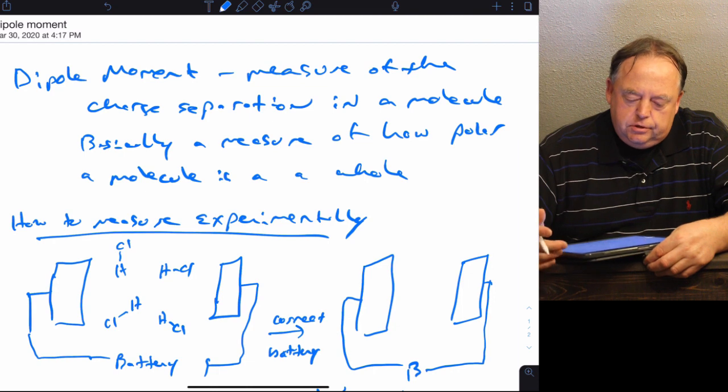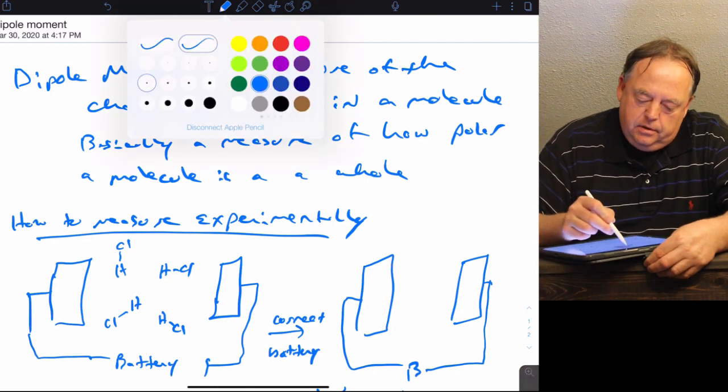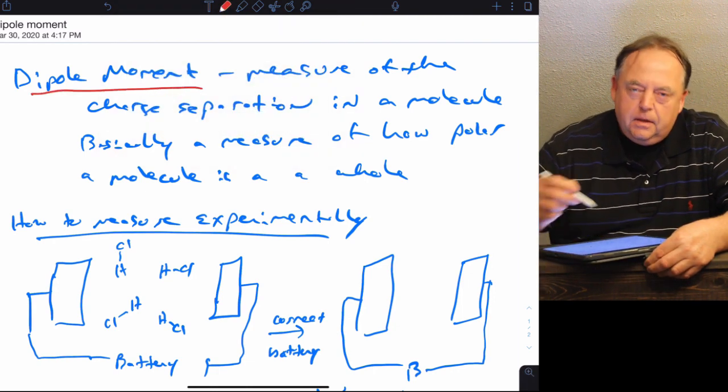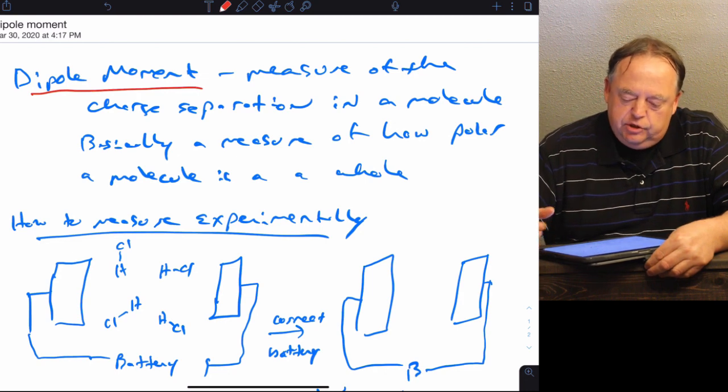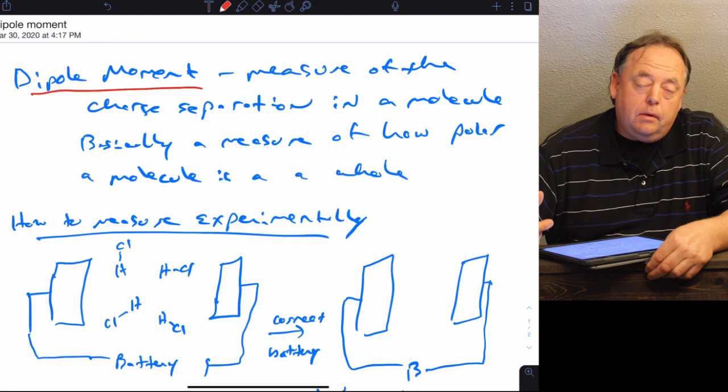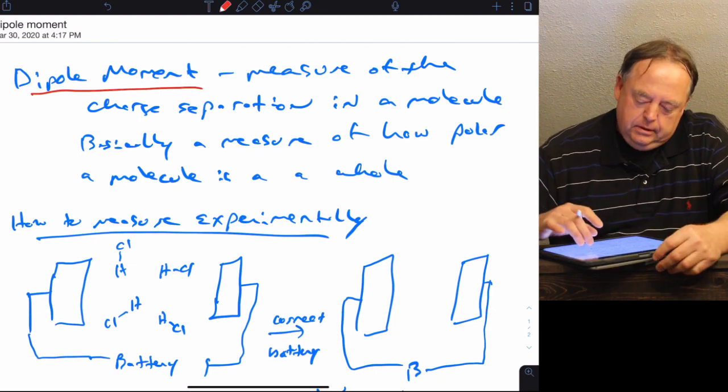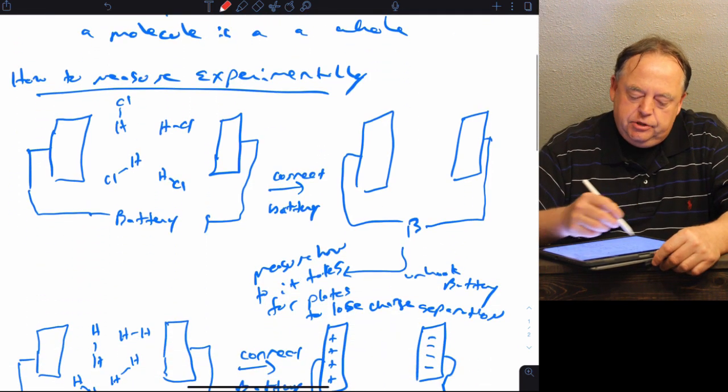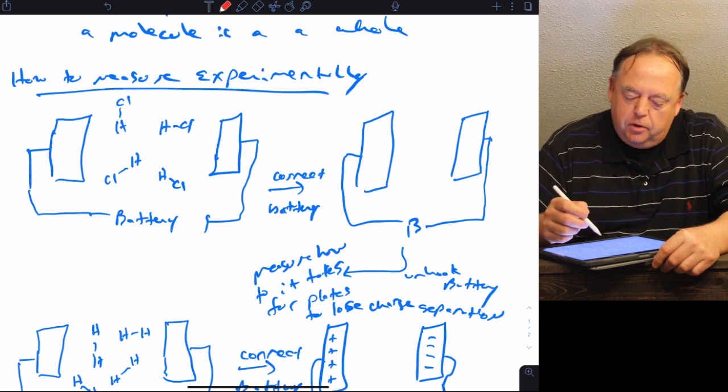Okay, so this lecture is over this concept of what's known as dipole moment, which is basically a measure of the charge separation in the molecule. And so basically it's just a measure of how polar a molecule is as a whole. So how do you measure dipole moment experimentally?